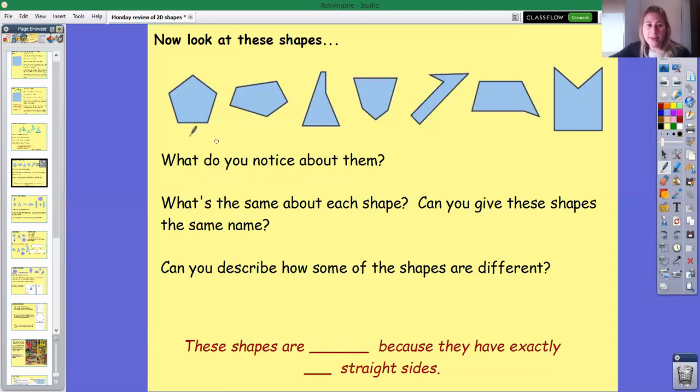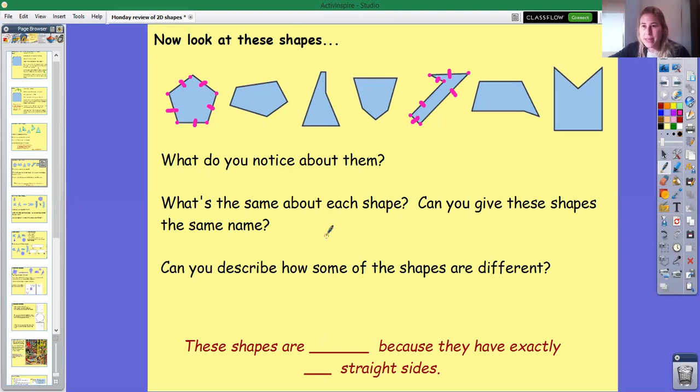Okay, so this time I hope you've noticed that all of these shapes have got 5 sides, but they don't all have 5 equal sides, and they don't all have 5 equal angles either. So if I think about just proving this, I can just go through now and I can count the sides. 1, 2, 3, 4, 5, and there are 5 vertices. 1, 2, 3, 4, 5. And if I count one of these more irregular ones, let's look at this one. I've got 1, 2, 3, 4, 5 sides, and 1, 2, 3, 4, 5 vertices. So these shapes are all pentagons because they have exactly 5 straight sides. There are no curved sides.